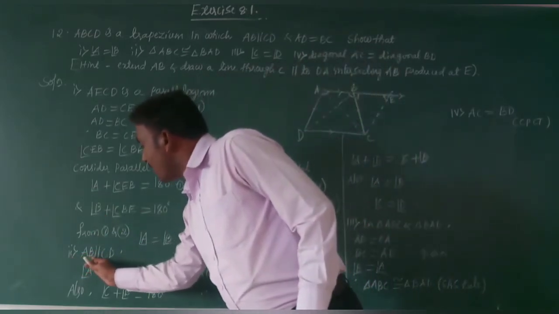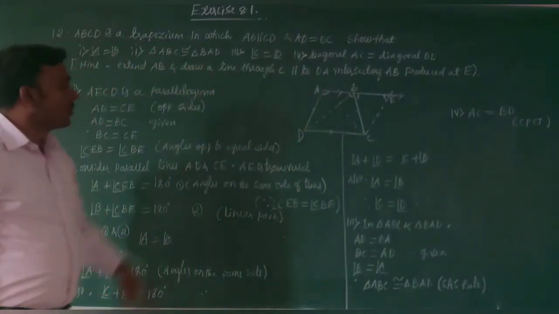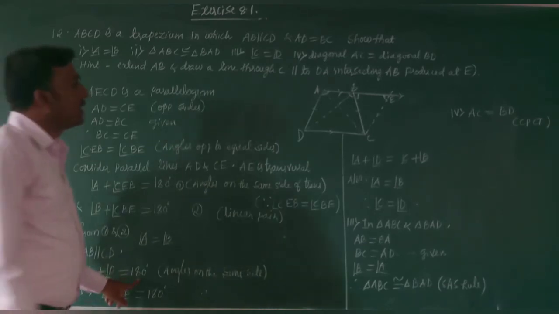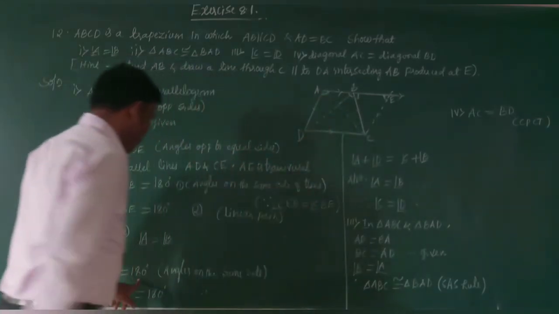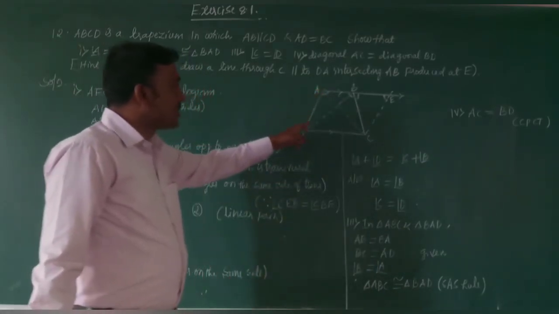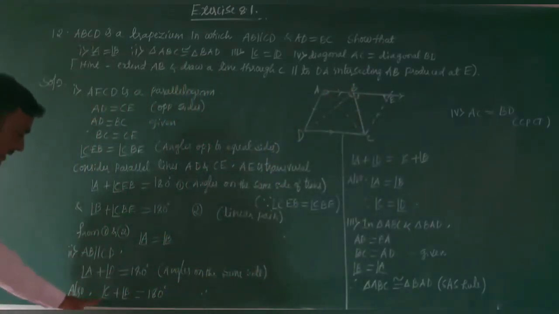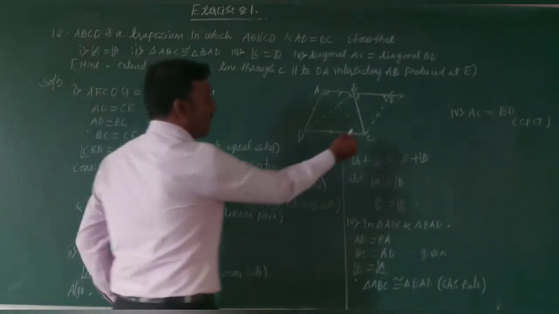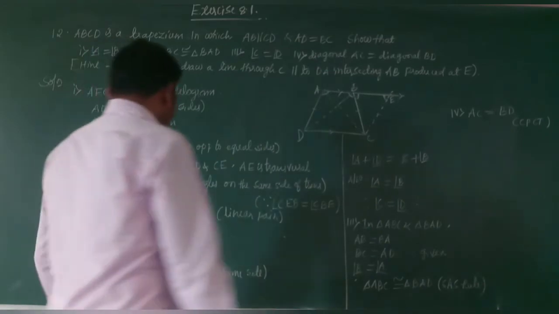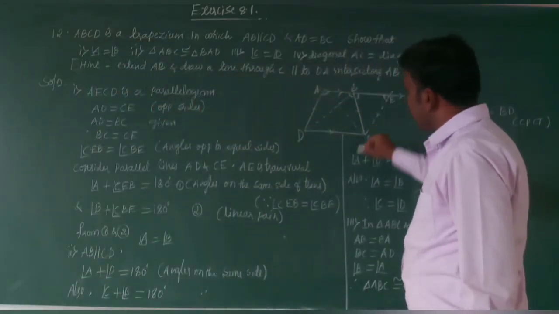Second one is AB is parallel to CD. In the second case, we need to prove triangle ABC is congruent to triangle BAD. AB is parallel to CD, so angle A plus angle B is equal to 180 degrees, angles on the same side of the transversal. Now also angle C plus angle B is equal to 180 degrees, angles on the same side of the transversal. This is a transversal.